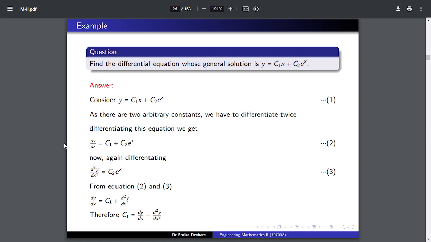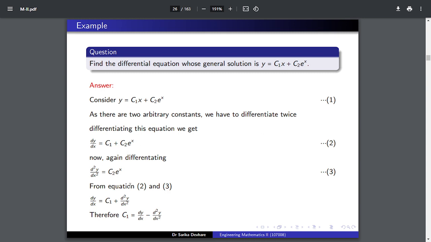If we differentiate, we get dy by dx equal to c1 plus c2 e raised to x, since the derivative of the first term is c1 and of the second term is c2 e raised to x. Now again differentiate with respect to x. Therefore d2y by dx square equals 0 plus c2 e raised to x, because c1 is a constant and its derivative is 0.